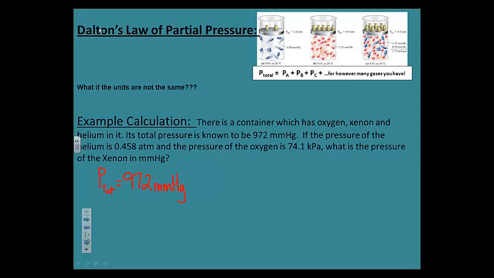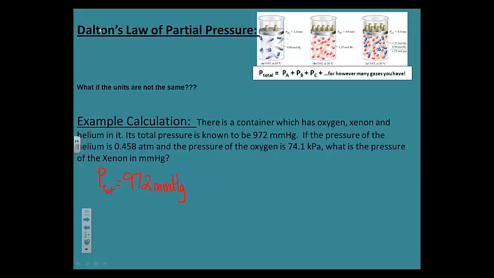So let's continue reading and see what values and what units they give to us. If the pressure of helium, so there's one of my gases, is 0.458 atmospheres, and the pressure of oxygen, the second, is 74.1 kilopascals, what is the pressure of xenon? It's asking me what is the pressure in millimeters of mercury, so I need to solve this problem using millimeters of mercury.